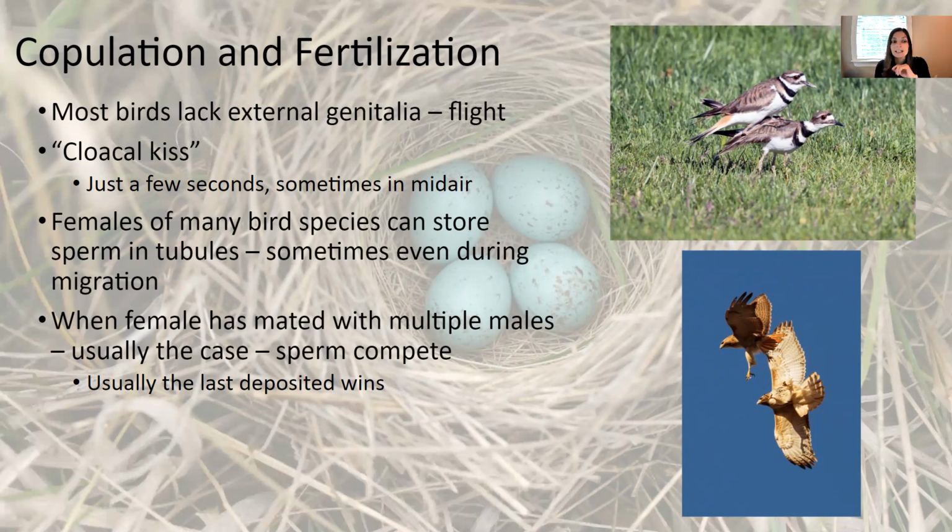Females of many bird species can store sperm in tubules inside their body. Sometimes they'll even store the sperm while they migrate, and fertilization doesn't happen until after migration. So when a female has mated with multiple males, and that's usually the case, the sperm actually compete, and typically the last sperm deposited is the one that actually fertilizes the egg.